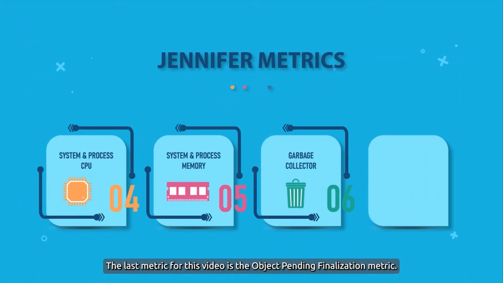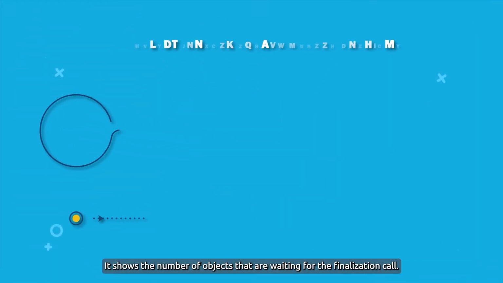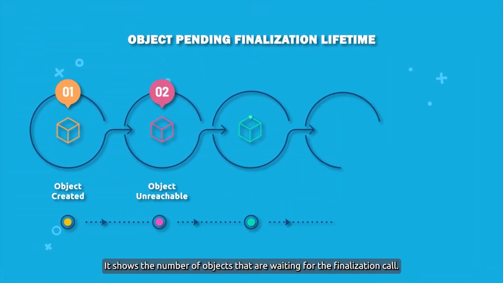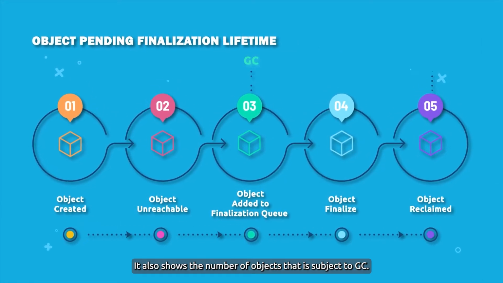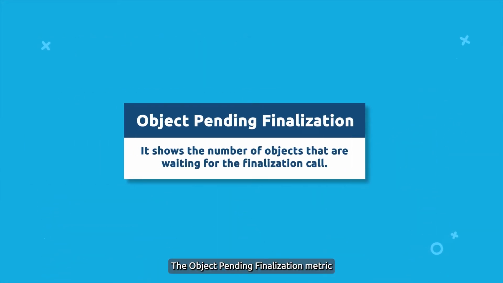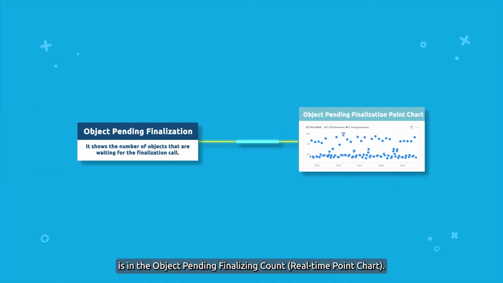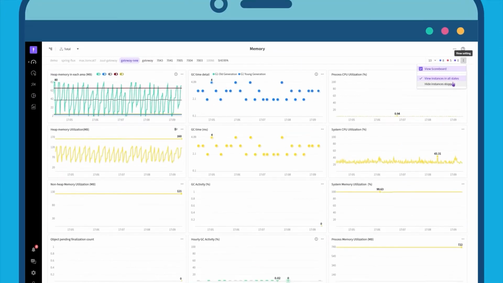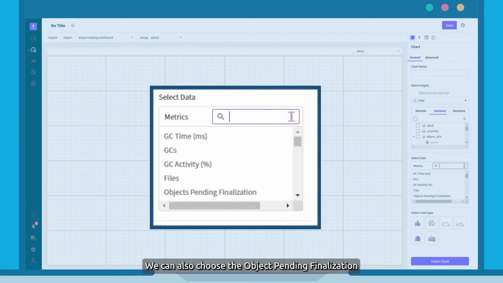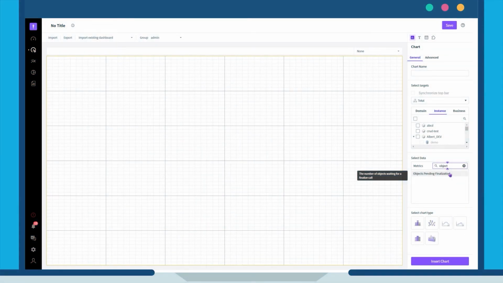The last metric for this video is the object pending finalization metric. It shows the number of objects that are waiting for the finalization call. It also shows the number of objects that are subject to GC. The object pending finalization metric is in the object pending finalizing count real-time point chart. The chart is on the memory dashboard screen. We can also choose the object pending finalization as the metric data selected in the user-defined dashboard screen.